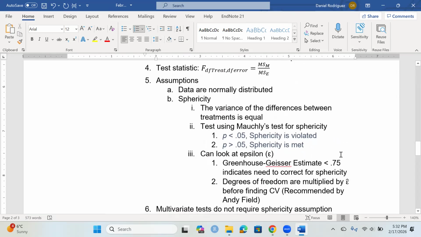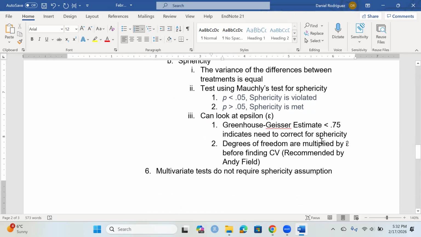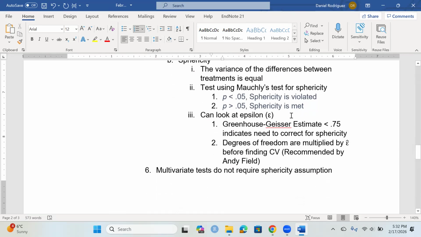This is using the univariate ANOVA, where we're just looking at the effects of whatever our predictor variable is on our outcome variable. So if we cannot assume sphericity, we can do a correction to our degrees of freedom using this epsilon value, right? So we'd multiply our degrees of freedom by epsilon.